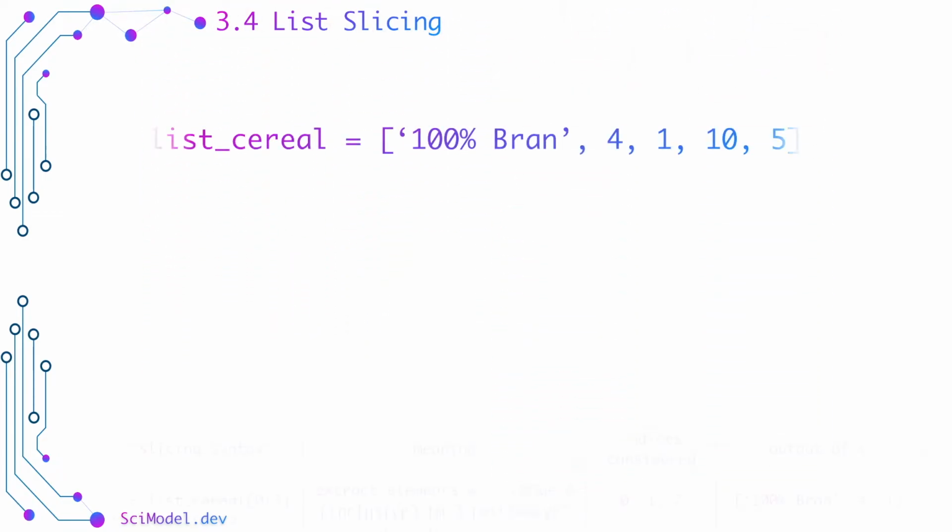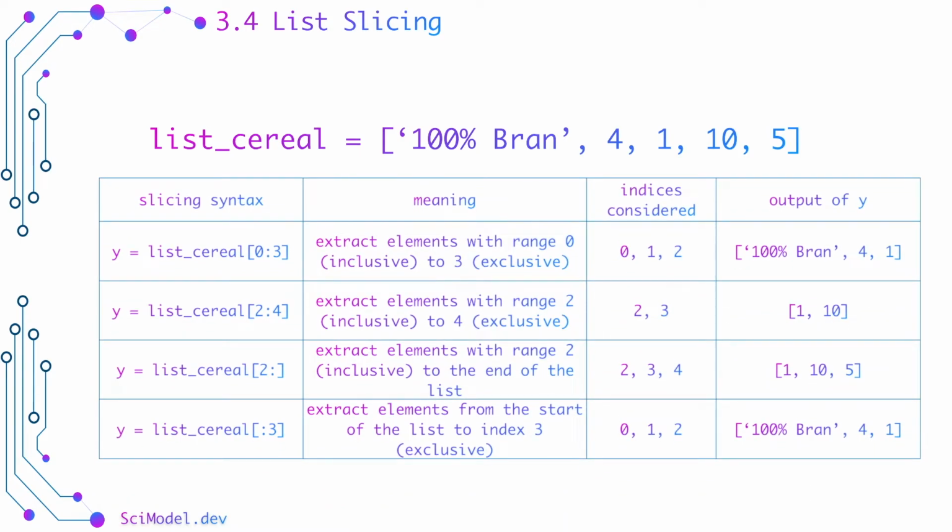This table shows a summary of list slicing techniques. In the first case, we are setting the range to be from index 0 to index 3. Since the end index is exclusive, only indices 0, 1, and 2 will be considered for element extraction. In the second case, we are setting the range to be from index 2 to index 4. Since the end index is exclusive, only indices 2 and 3 will be considered for element extraction.